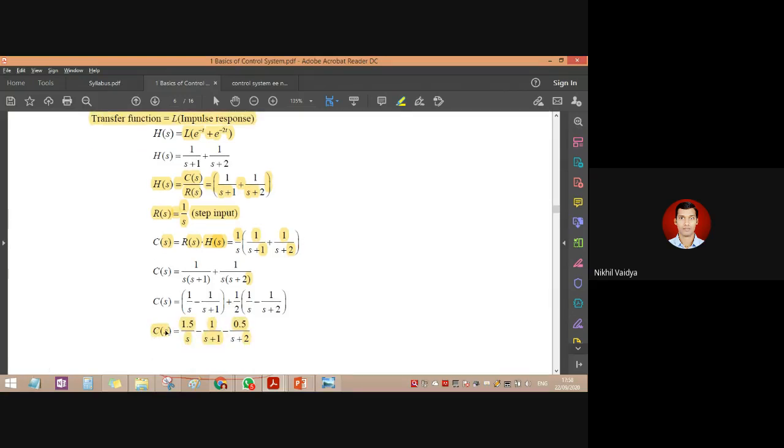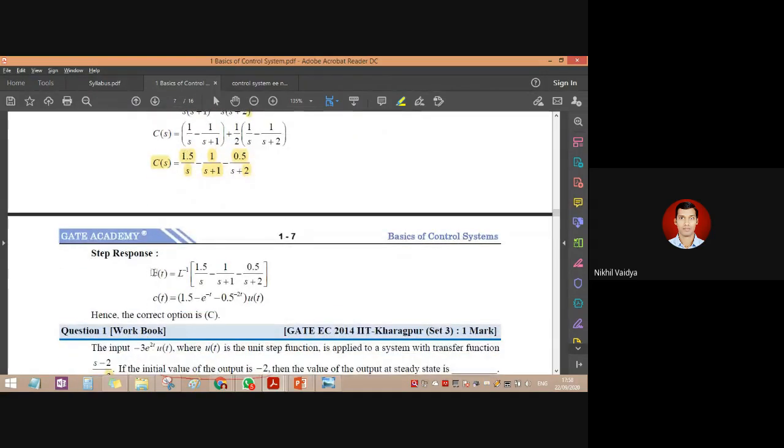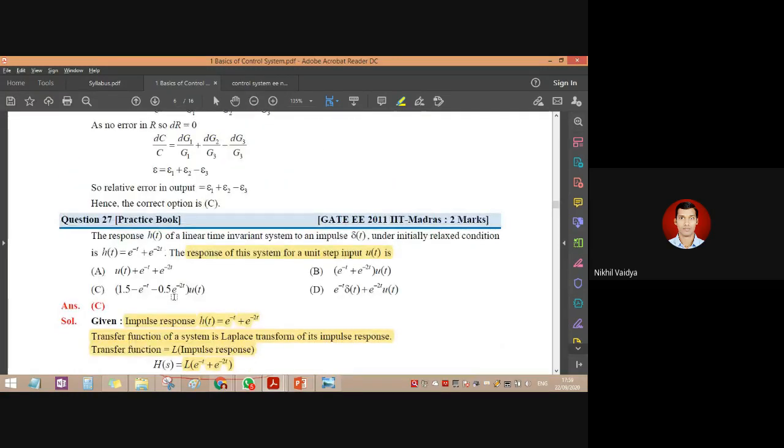Our output response in s domain. So when we have to take it into t domain, we will take its what? Inverse Laplace transform. So 1.5 minus e raised to minus t minus 0.5 into e raised to minus 2t. There should be e raised to minus 2t there. Okay, so hence the correct option is C. So C is the correct option here.